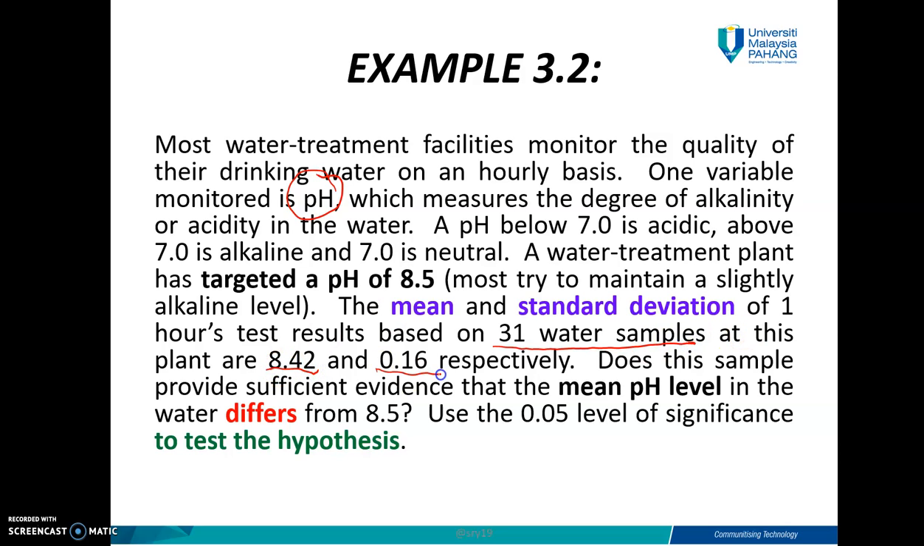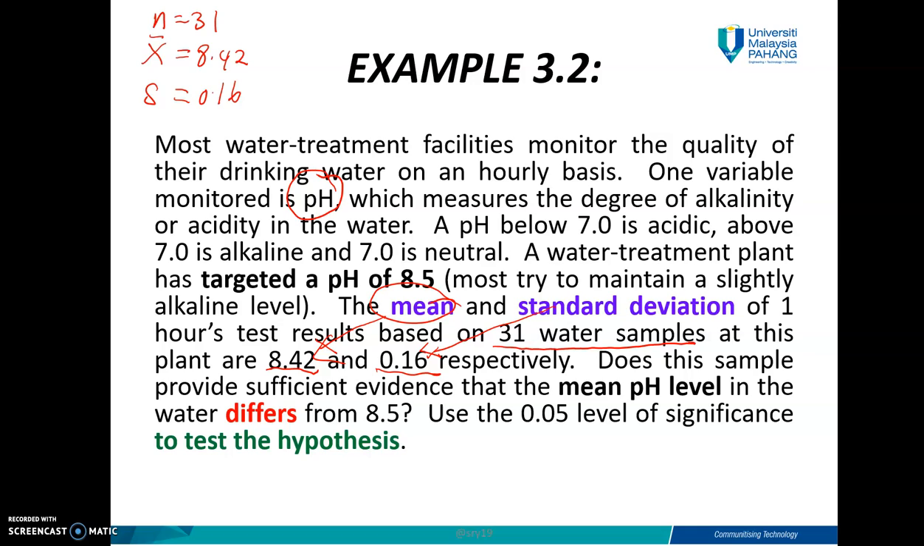The mean and standard deviation of 1 hour test results based on 31 water samples at this plant are 8.42 and 0.16. So you have the mean here, the standard deviation here, and here 31 water samples. From this statement, you can see that you have sample size equal to 31. And then 8.42 is what? Is it x bar or is it mu? If you look here, mean. This mean comes from where? From the sample. So it will be x bar. And then you have S, which is 0.16. So that's the information you get.